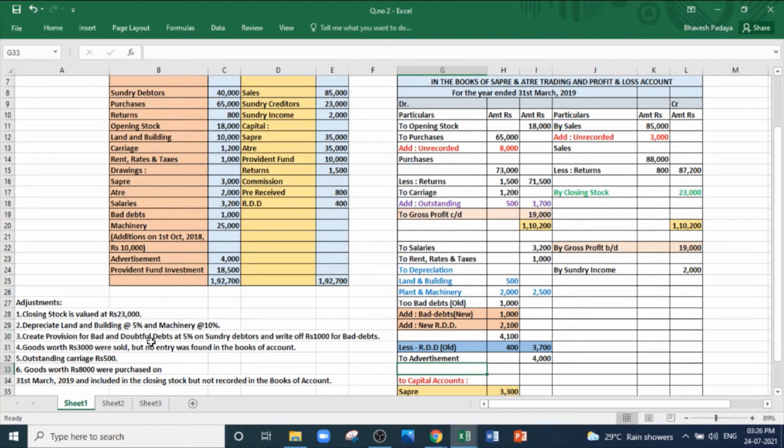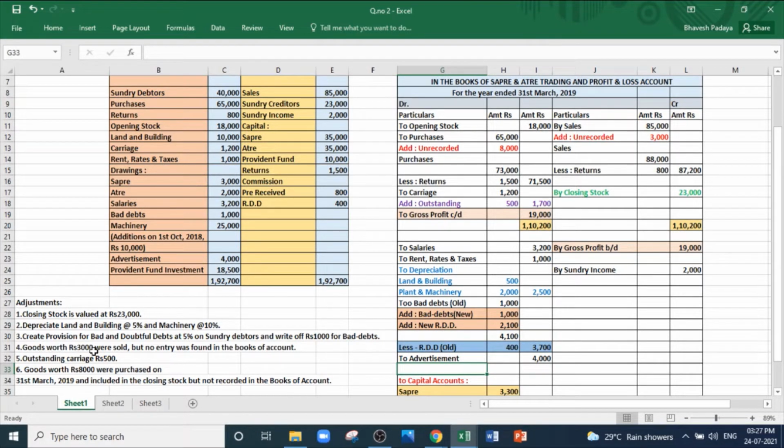Create provision for bad and doubtful debts at 5% on debtors and write off 1,000 at bad debts. So this amount which is given in rupees is new bad debts and which is given in percentage is new RDD. So you have to tick twice on debtors and you have bad debts. So here also you have to give 2 ticks. RDD which is given in the trial balance will be subtracted from this bad debts after giving these effects.